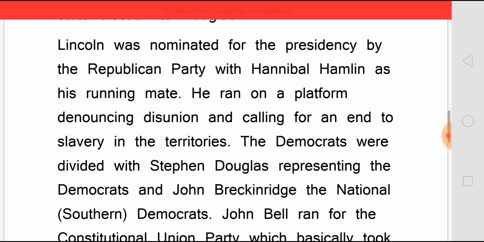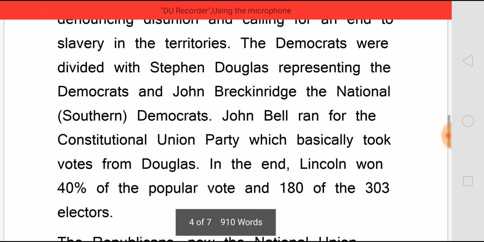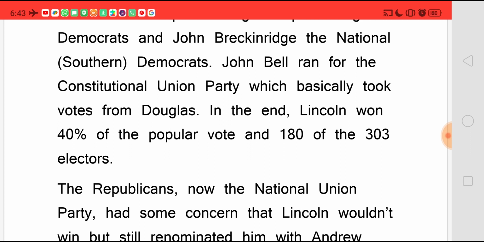Lincoln was nominated for the presidency by the Republican Party with Hannibal Hamlin as his running mate. He ran on a platform denouncing disunion and calling for an end to slavery in the territories. The Democrats were divided with Stephen Douglas representing the Democrats and John Breckinridge, the National, that is the Southern Democrats. John Bell ran for the Constitutional Union Party, which basically took votes from Douglas. In the end, Lincoln won 40% of the popular vote and 180 of the 303 electors.